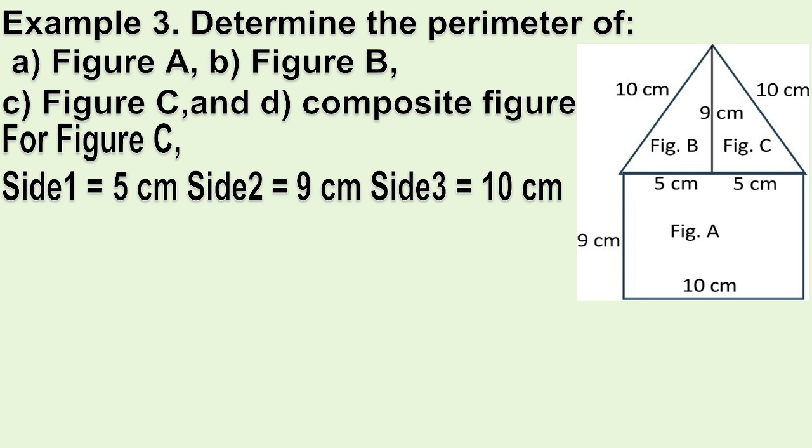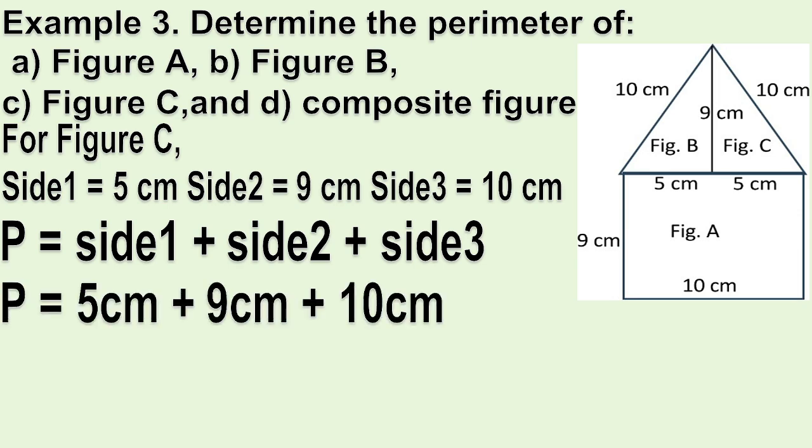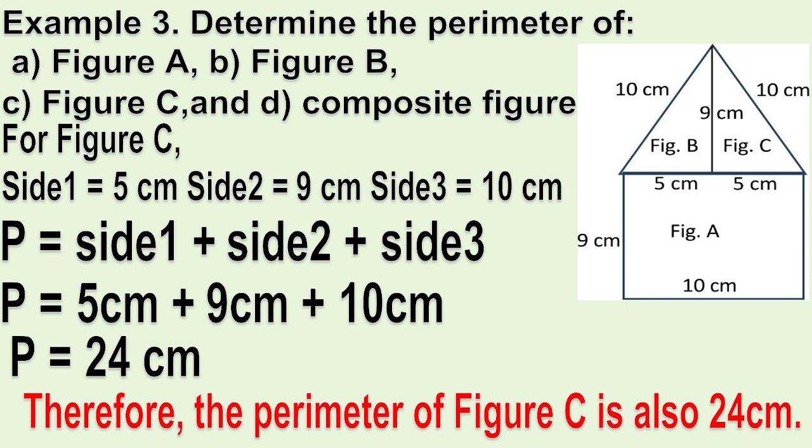For figure C, side 1 equals 5 centimeters, and side 2 equals 9 centimeters, and side 3 equals 10 centimeters. So perimeter equals side 1 plus side 2 plus side 3. So 5 plus 9 plus 10 equals 24. Therefore, the perimeter of figure C is also 24 centimeters.